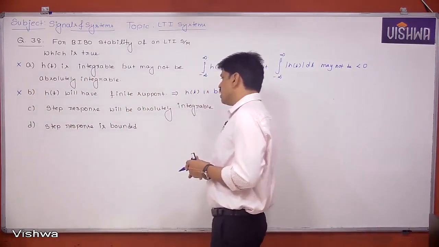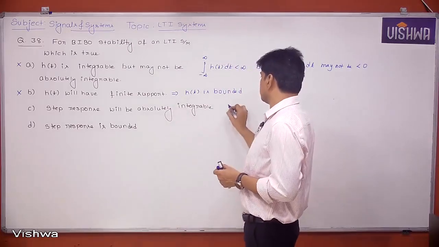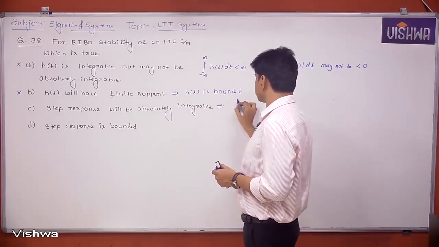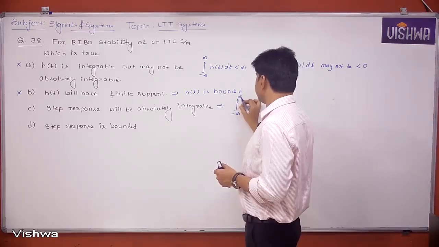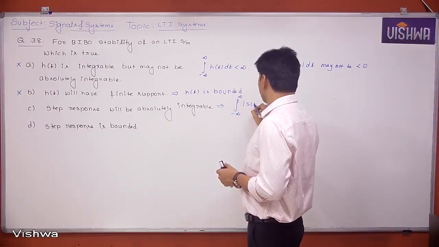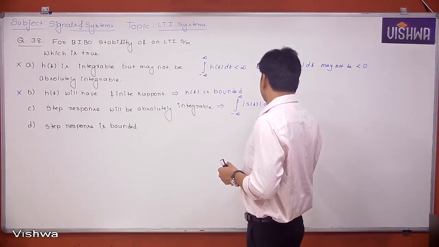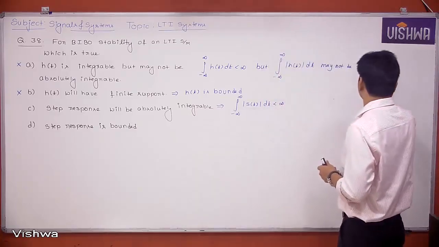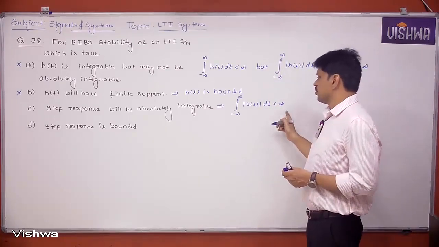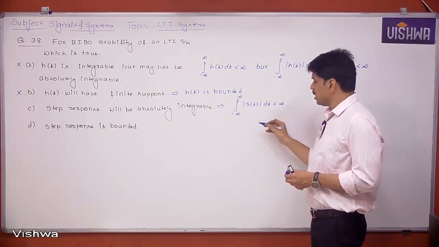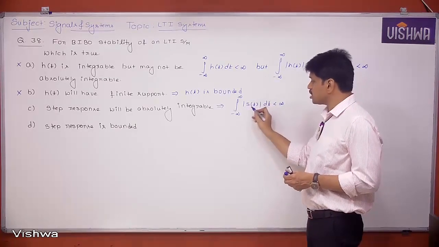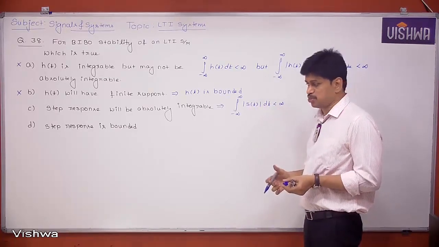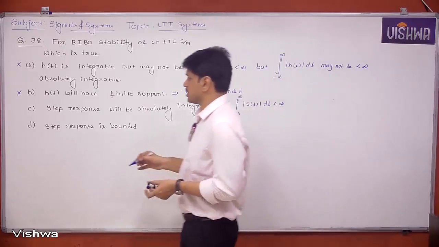Step response will be absolutely integrable. That means the integral from minus infinity to infinity of mod s of t dt is less than infinity. That's what they are saying. But here we require h of t, that means the impulse response has to be absolutely integrable, not the step response. So this is also not correct.